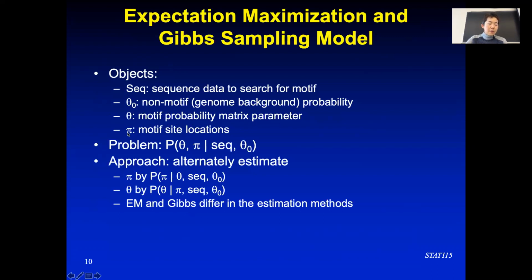And then there's also a parameter called pi, which is the motif site location. This is where this motif appears in your input sequences, the location that you keep track of. The problem we are facing is we have the input sequence. We also know the genome background ACGT probability. We are trying to estimate this motif, what the matrix looks like, and also figure out where the motif appears in your input sequences. We're trying to estimate these two parameters.